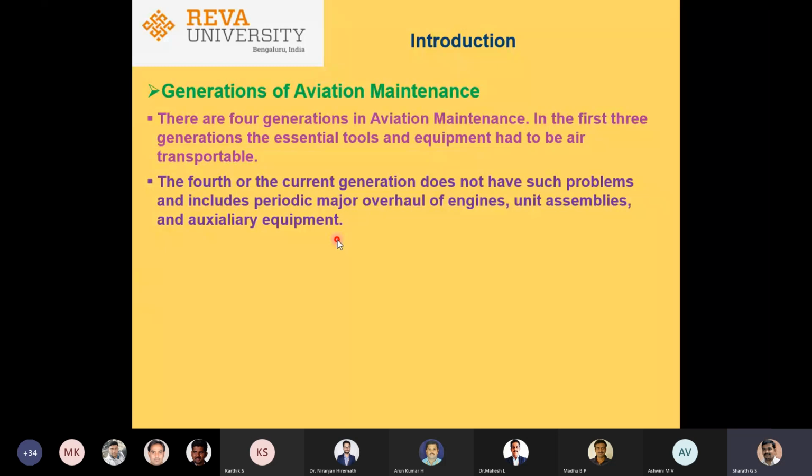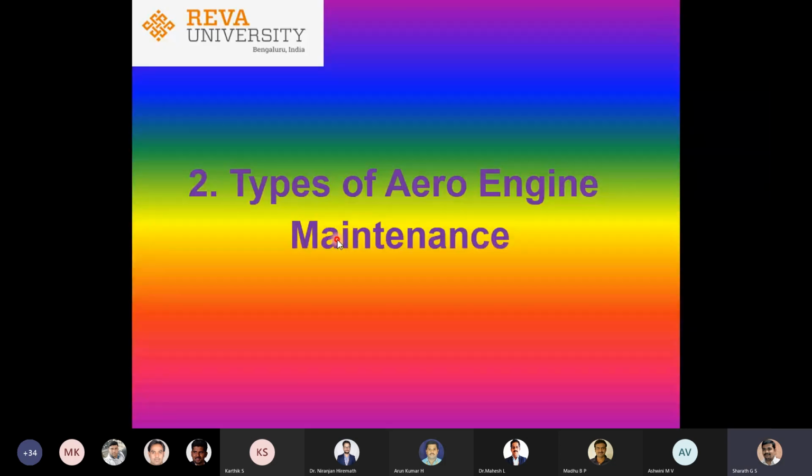The fourth or the current generation does not have such problems and includes periodic major overhaul of engines, unit assemblies, and auxiliary equipment. Now, getting into the types of aero engine maintenance, we have basically two types of maintenance. One is corrective maintenance, the other one is preventive maintenance.